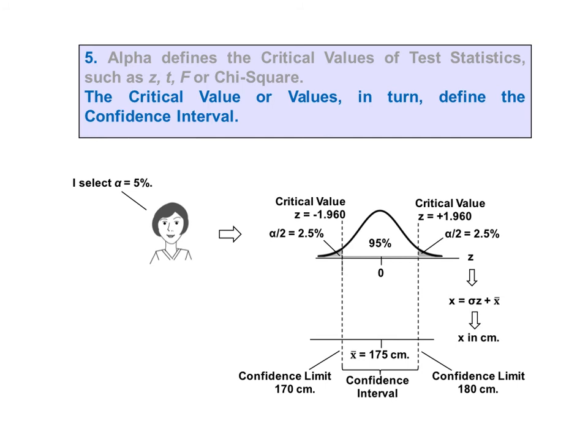To make use of the critical values in the real world, we need to convert the test statistic values into real-world units. There are different formulas for doing this for different test statistics and different tests. Here, the one for Z is relatively simple. Converting critical values into real-world units gives us the upper and lower confidence limits of 170 and 180 centimeters in this example. These define the confidence interval. There are separate book articles, and there are or will be separate videos for the concepts of critical value and confidence intervals.